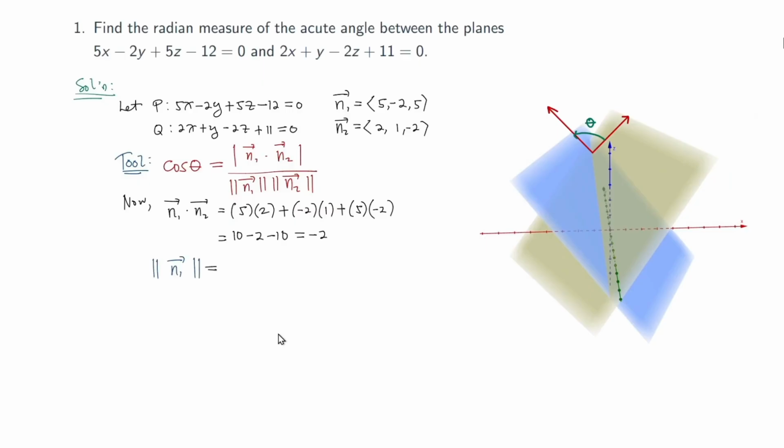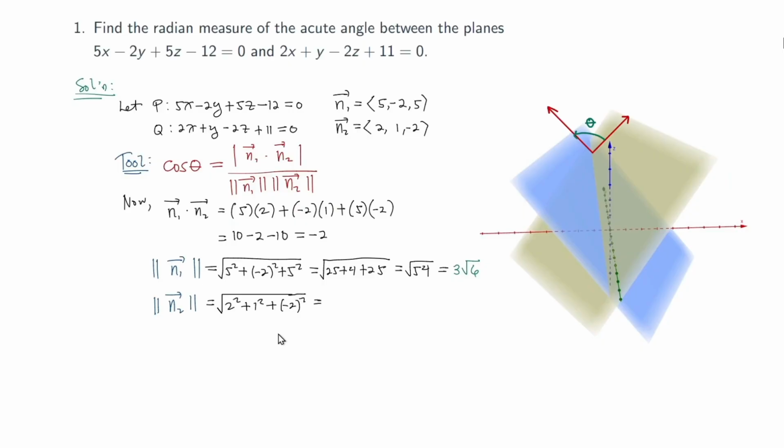For the magnitude of n1, we have the square root of 5 squared plus (-2) squared plus 5 squared. Simplifying this gives you the square root of 54, which is 3 square root of 6. Similarly, for the magnitude of n2, we have these values, and this gives us 3. Now, this implies cosine theta is equal to the absolute value of -2 from the dot product, divided by the magnitudes, which gives us this one.